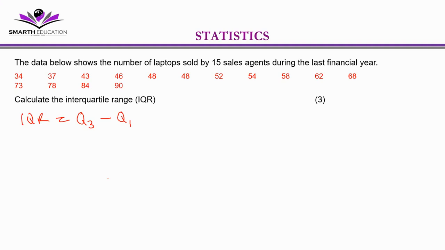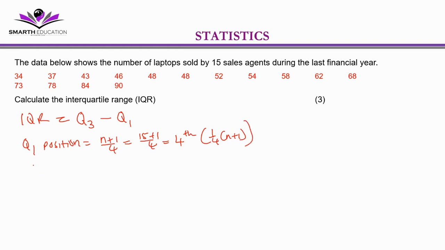Let's start by finding the positions of these two. So Q1, which is the lower quartile, Q1 position. This formula is giving us the position of the lower quartile, not the lower quartile itself. So it's going to be (n + 1)/4, which is (15 + 1)/4, which is 4. So it means Q1 is in the 4th position. You can also use 1/4 times (n + 1), still okay.